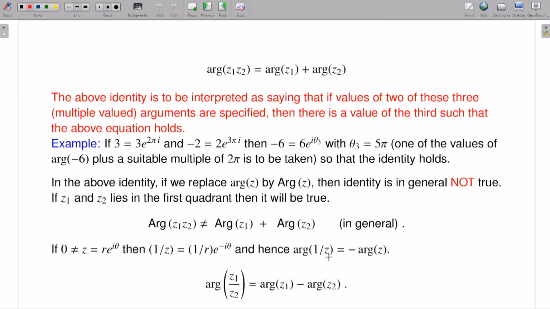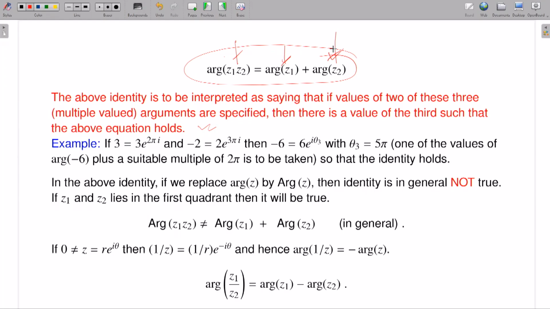The equality is the following. The above identity is to be interpreted as saying that if values of two of these three multi-valued arguments are specified, then there is a value of the third such that the above equality holds. What does it mean? This is a set, this is a set, this is a set. If I take one member from this set and another member from this set, then the equality means that I will have one member from the third set such that the value is the same as the sum of the values.